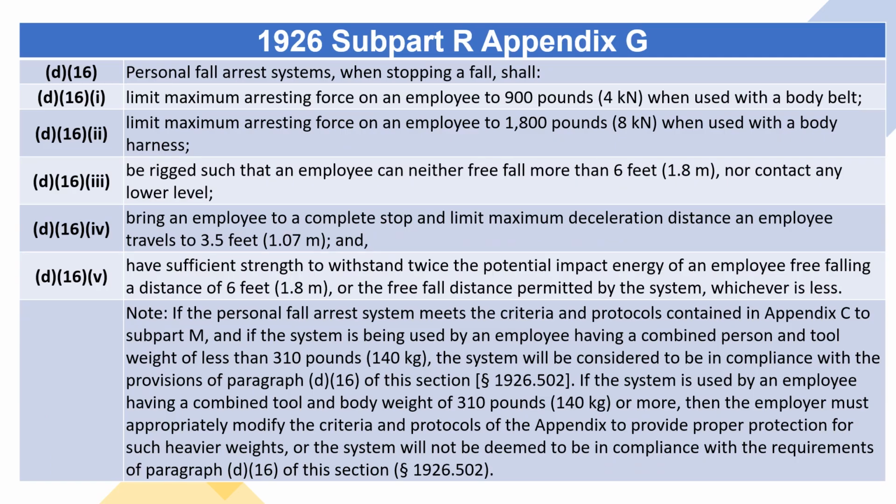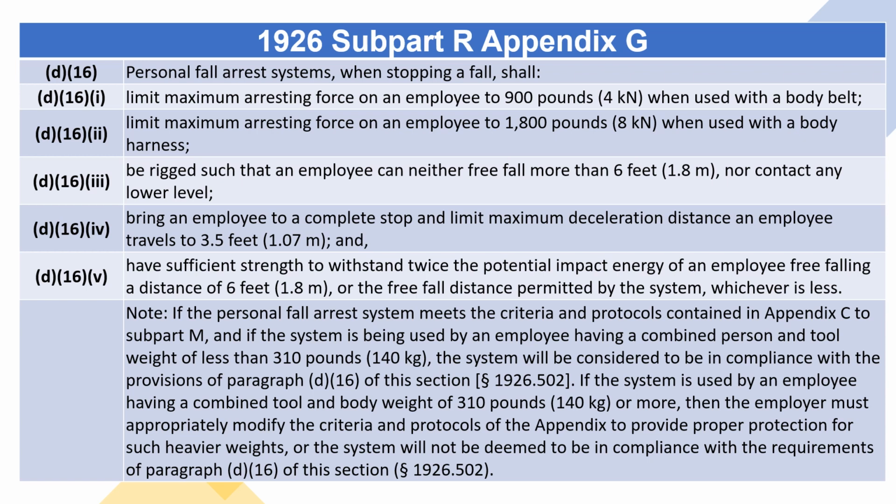D16. Personal fall arrest systems, when stopping a fall, shall: D16(1) through D16(5): limit maximum arresting force on an employee to 900 pounds (4 kN) when used with a body belt; limit maximum arresting force on an employee to 1,800 pounds (8 kN) when used with a body harness; be rigged such that an employee can neither free fall more than 6 feet (1.8 meters) nor contact any lower level; bring an employee to a complete stop and limit maximum deceleration distance an employee travels to 3.5 feet (1.07 meters); and have sufficient strength to withstand twice the potential impact energy of an employee free falling a distance of 6 feet (1.8 meters), or the free fall distance permitted by the system, whichever is less.